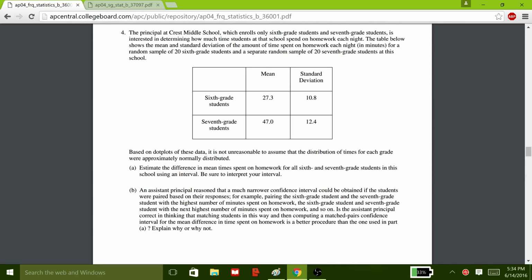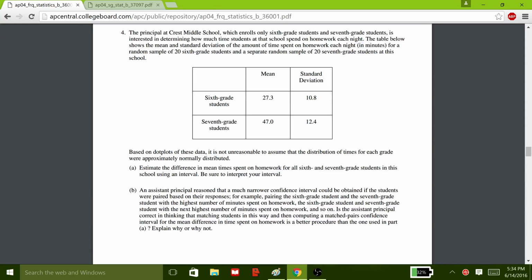Part B reads, an assistant principal reasoned that a much narrower confidence interval could be obtained if the students were paired based on their responses. For example, pairing the 6th grade students and the 7th grade students with the highest number of minutes spent on homework, the 6th grade student and the 7th grade student with the next highest number of minutes spent on homework, and so on. Is the assistant principal correct in thinking that matching the students in this way and then computing a matched pair's confidence interval for the mean difference in time spent on homework is a better procedure than the one used in Part A? Explain why or why not.